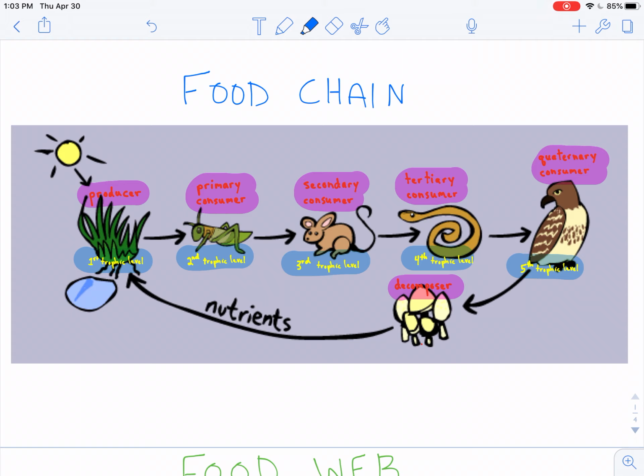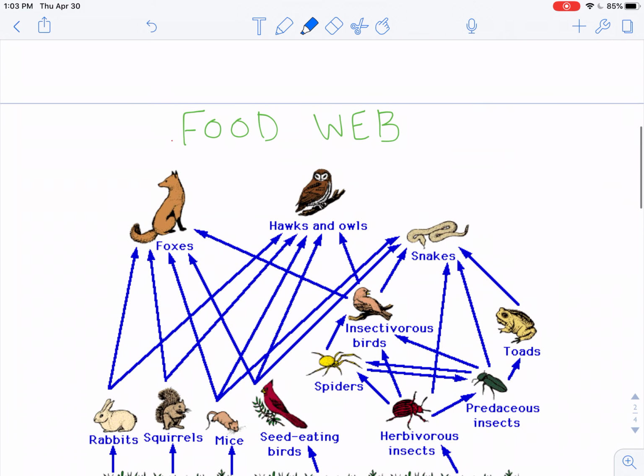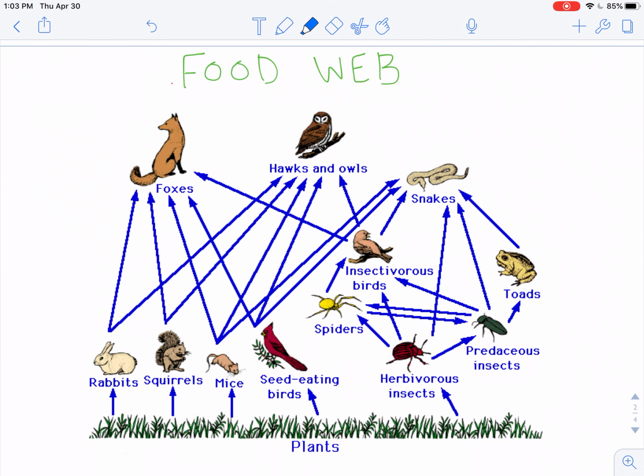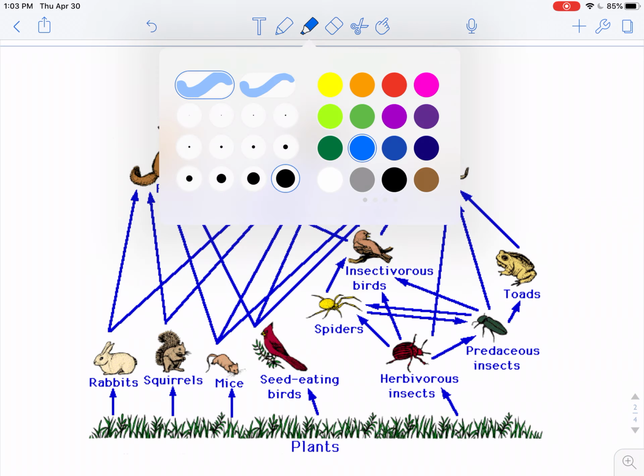However, this food chain is very simple. In real life, an ecosystem has more than just one food chain. So a picture like this food web makes more sense. All this picture is many food chains put together. That's all a food web is. A food web is many food chains put together. Now, the interesting thing I'd like to show you about a food web is this.